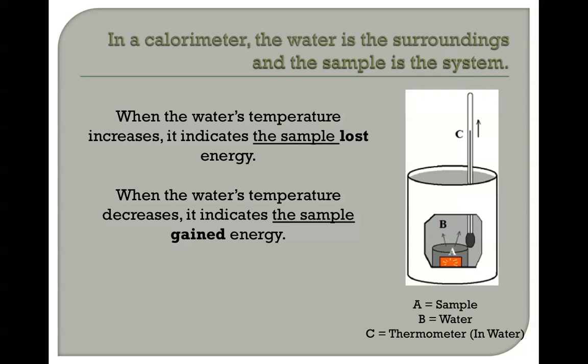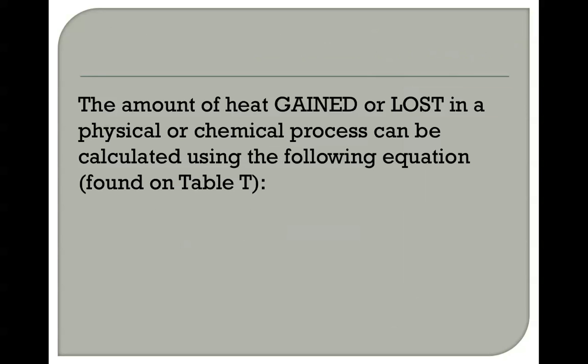In a calorimeter, the water is the surroundings and the sample is the system. So when the water's temperature increases, which is the surroundings, it means the sample actually lost energy and gave it off to the water. When the temperature of the water decreases, this means that A, or where the sample is, actually gained the energy or absorbed it from the water. So just kind of keep that in mind in terms of exothermic and endothermic processes.